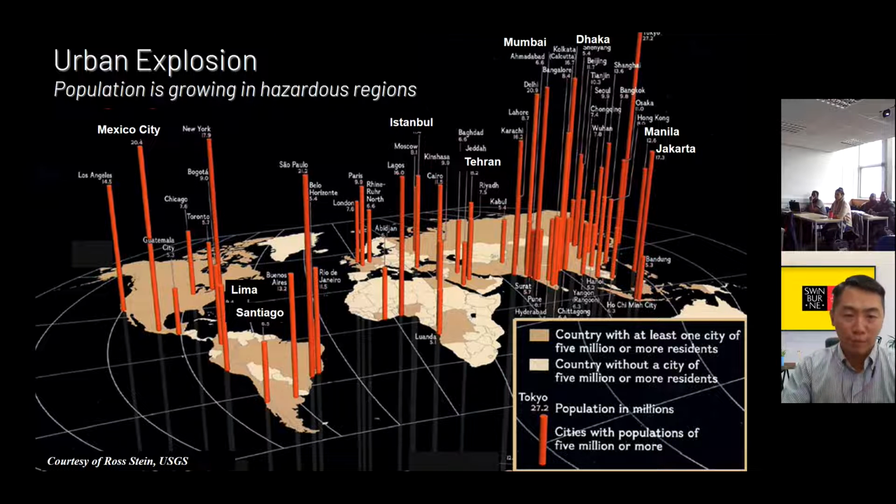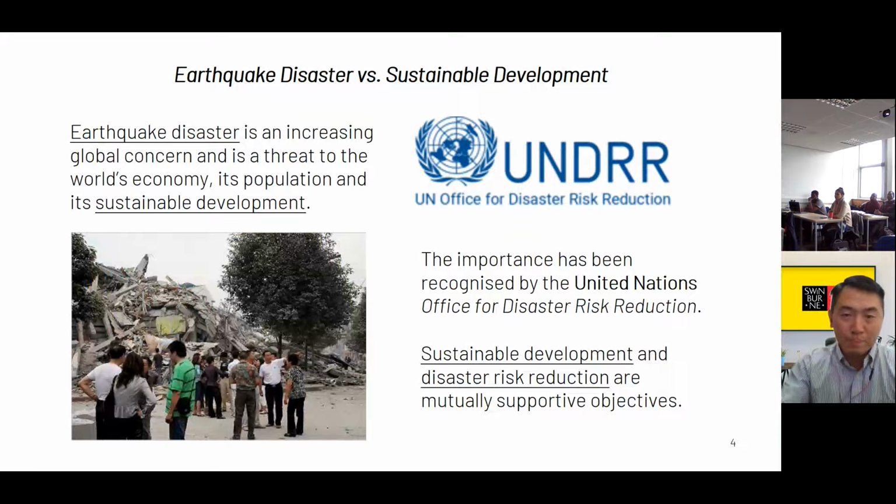If we look at other parts of the world, for example, a neighboring country, Iran, we have Tehran, which is also in a high seismicity area, also with high population. In the Americas, we have Mexico City, Lima in Peru, and Santiago in Chile, and we have even more cities of high population in Asia, including Mumbai in India, Dhaka in Bangladesh, Manila in the Philippines, and Jakarta in Indonesia. All of these are located in high seismicity regions. So we can imagine that if a similar earthquake with magnitude around 8 struck one of these cities, I think the consequence would be unbearable.